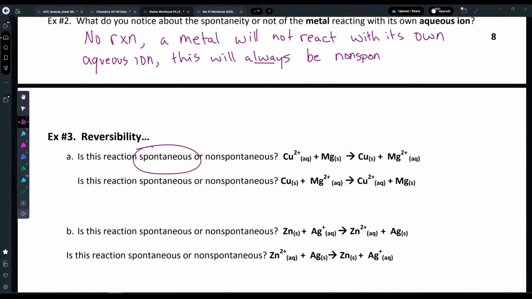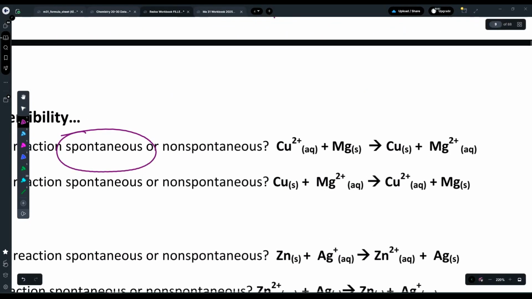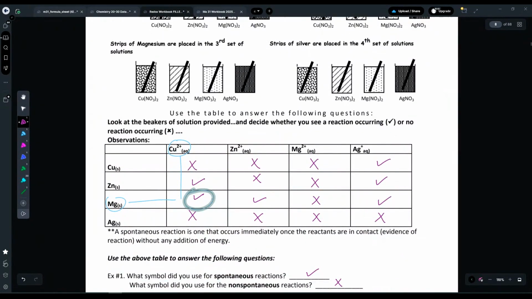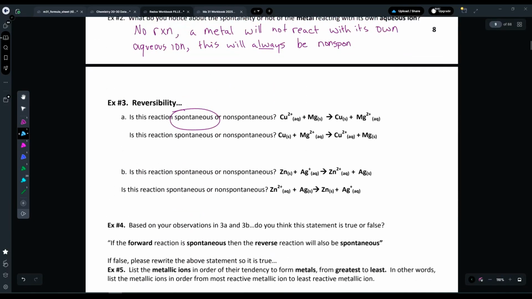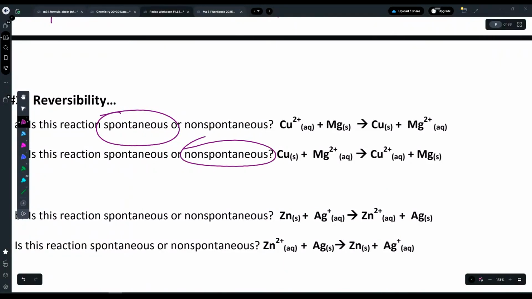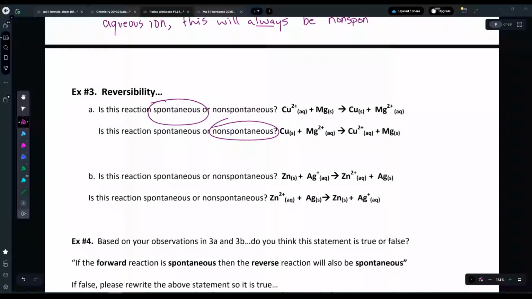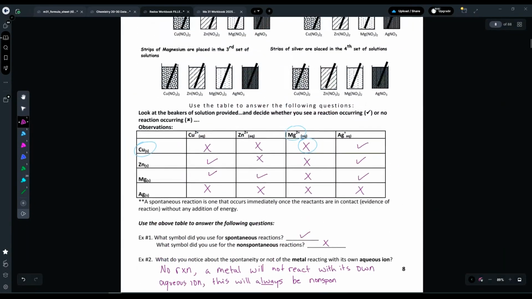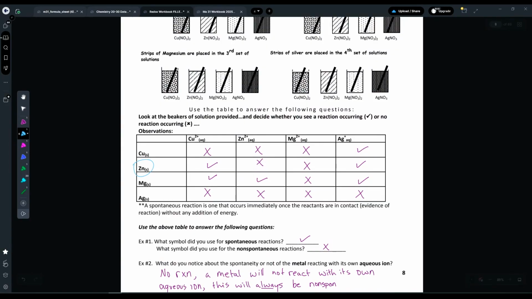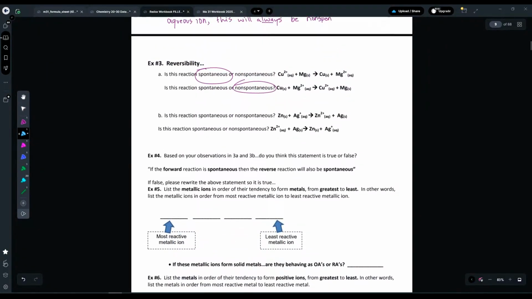For the next one, the reaction between copper solid and magnesium ions. Is that spontaneous or non-spontaneous? Let's check that out. Copper solid is here, magnesium is here, so that was non-spontaneous. All right, next one. Is this reaction spontaneous or non-spontaneous? Solid zinc with silver ions, let's check that out. Zinc is right here, silver ions, so there it is. This is going to be spontaneous because we have that check mark there.